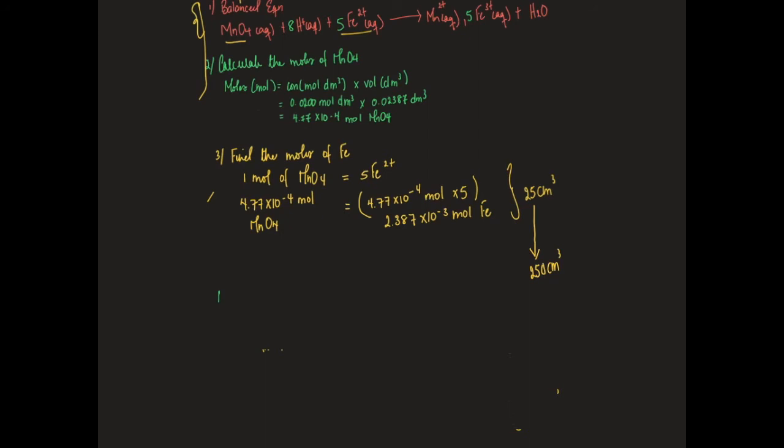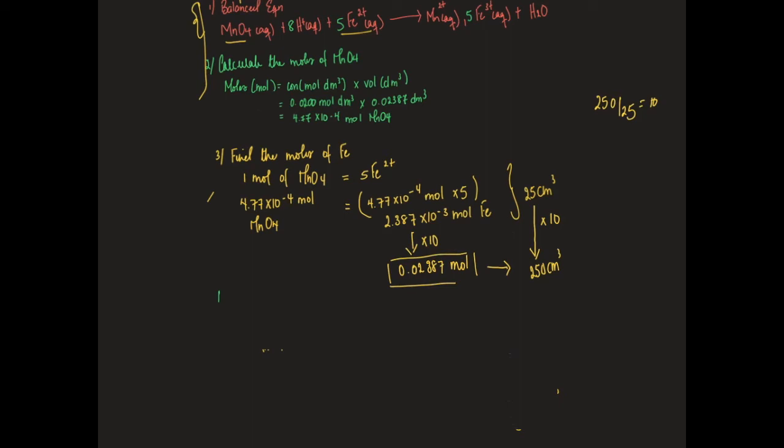So we know we want to get from 25 to 250 cubic centimeters. So how do we get from 25 to 250? If we divide 250 by 25, we get 10. So in order to get from 25 to 250, we multiply by 10. And we do the same for the number of moles. So we're just going to multiply 2.387 by 10 to the negative 3 by 10. And we're going to get 0.02387 mole. So this is the number of moles in the 250 cubic centimeter sample, and that's the number of moles that we want to use.